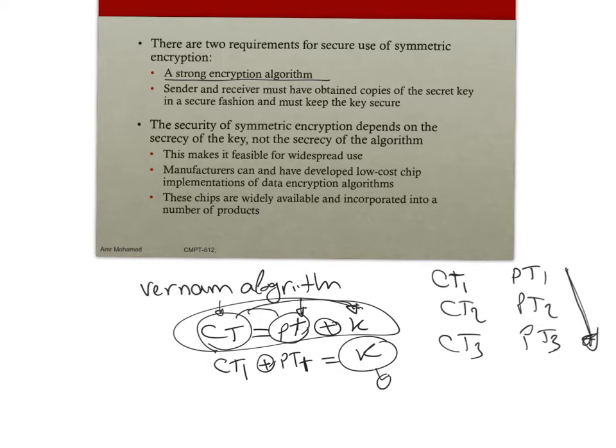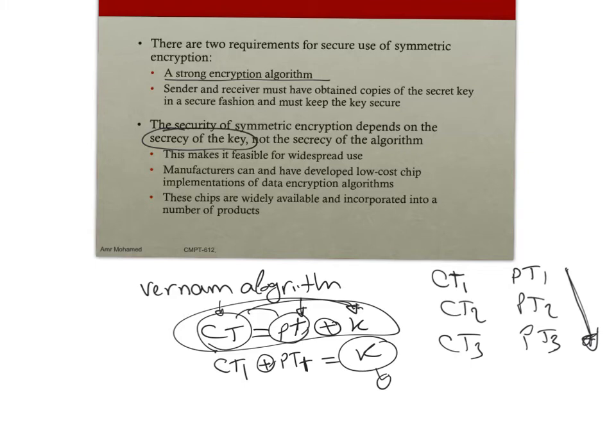The security of symmetric encryption depends on the secrecy of the key. What that means is that you should always remember that the encryption algorithm itself is public. It's actually published. We will talk about the structure of DES, triple DES and AES. The algorithm itself is public, so it's known. So the only thing that strengthens this algorithm is the secrecy of the key.